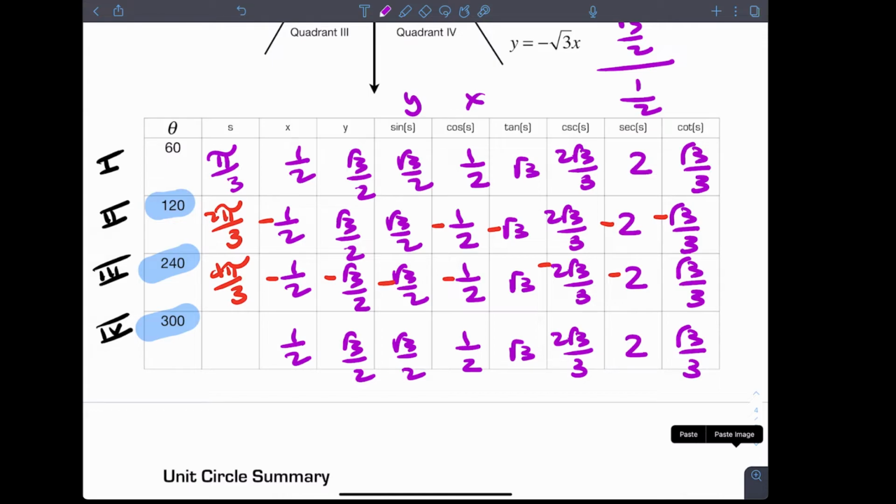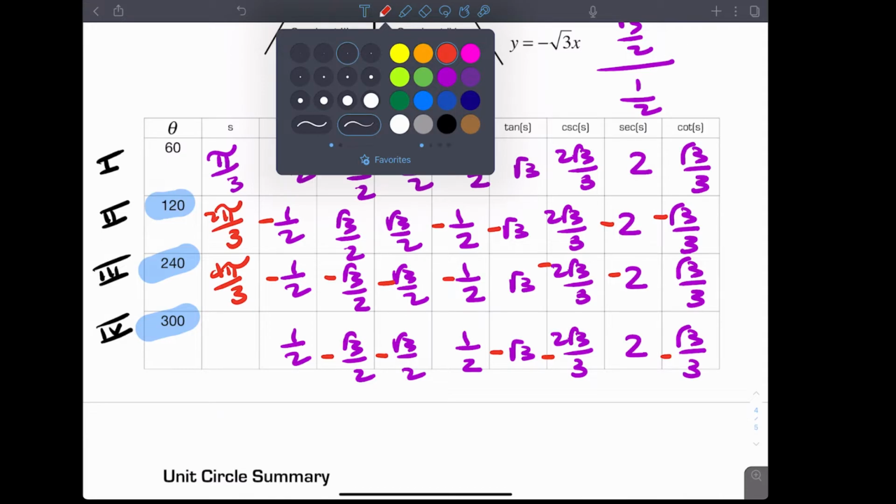Okay. 300 degrees. What's this? The x-coordinate's positive and the y-coordinate is what? Negative. So the quadrant 4, all students take what? Calculus. What does that mean? Cosine's positive. Sine and tangent are what? Negative. Cosecant and cotangent are negative. And what's the arc length? Is it 5 pi over 3?